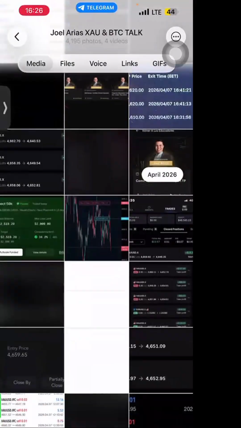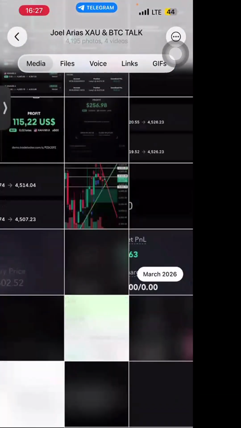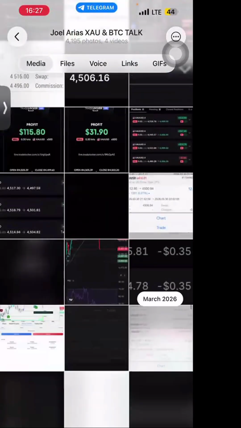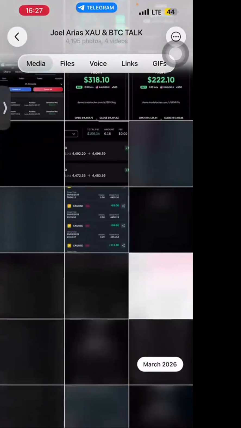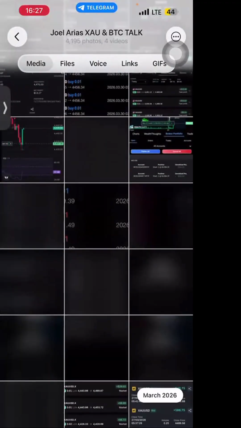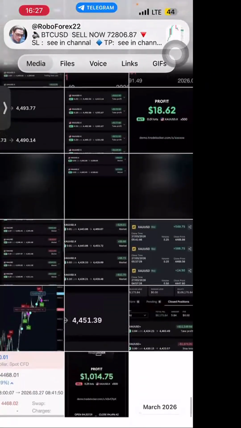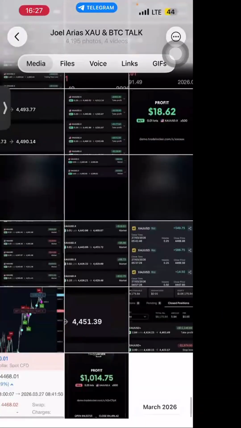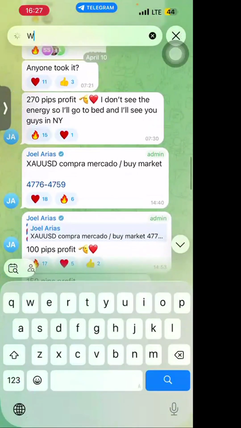Let me show you guys something. That was sometime in March. On his trading account, he withdrew over $100,000. It was crazy because everybody was like, wow. This man doesn't even need Akashx at all. He withdrew over $100,000 in a withdrawal. Let's see.